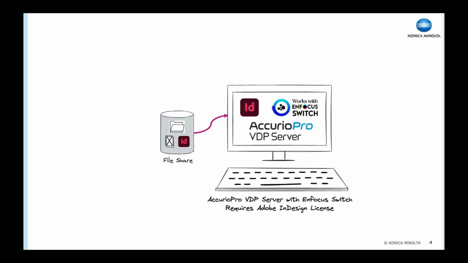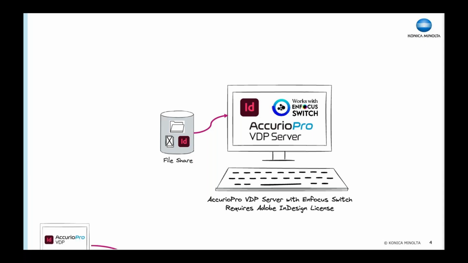So right in the middle of all this is going to be Enfocus Switch running with an AccurioPro VDP server. And this could be running in a VM or running on a computer sitting over in the corner of your shop somewhere. So this is just running, waiting for stuff to show up. Some type of input is going to show up, and we're going to talk about the different types of input that could be supported here.